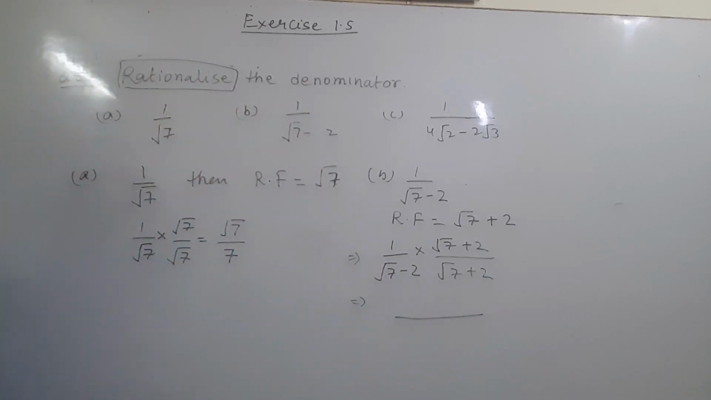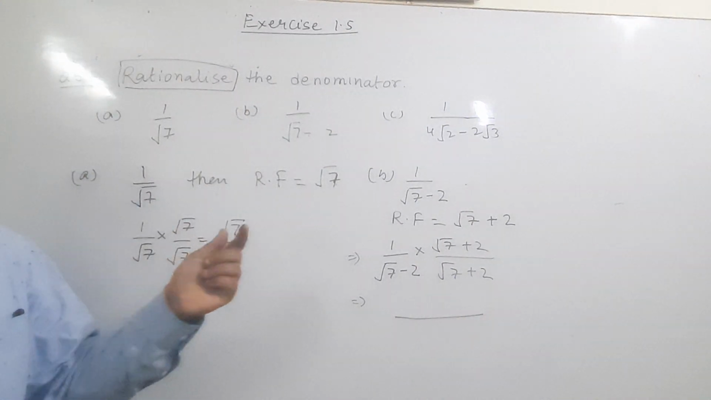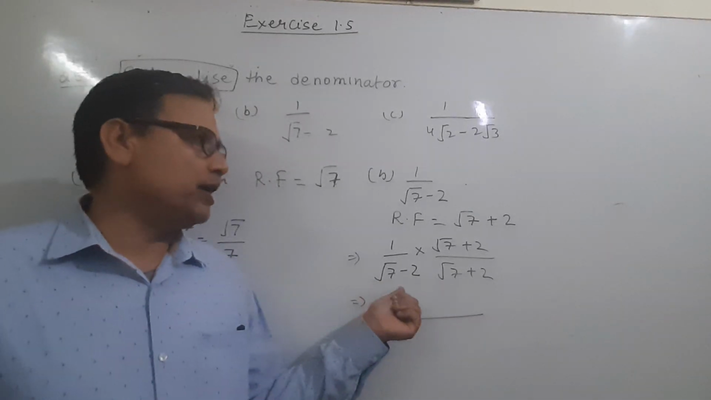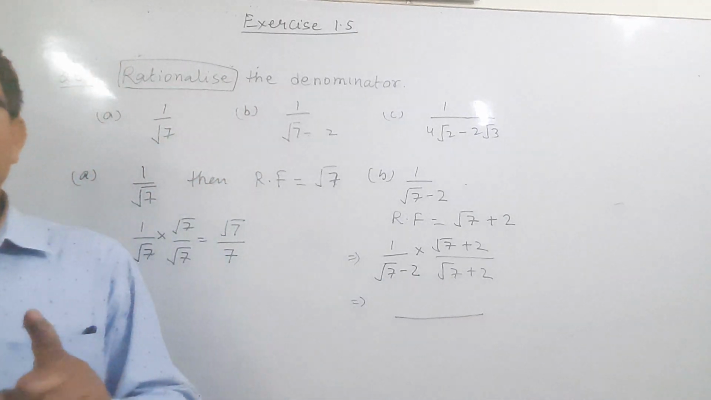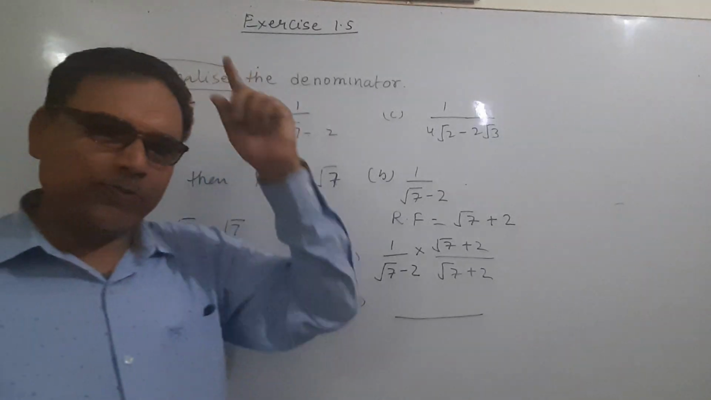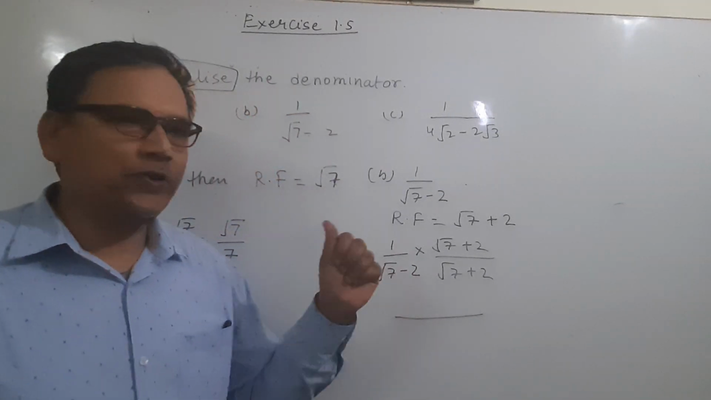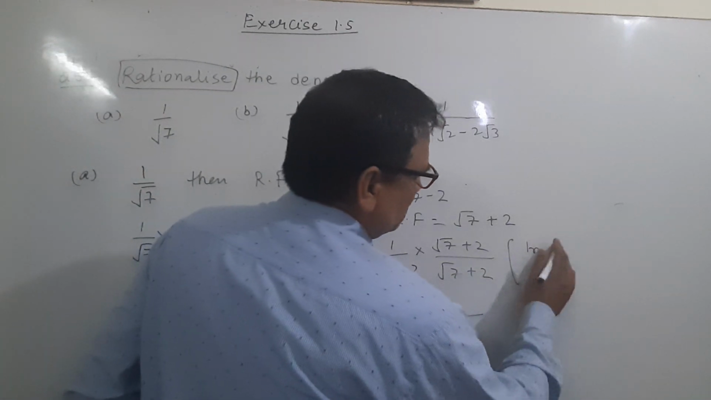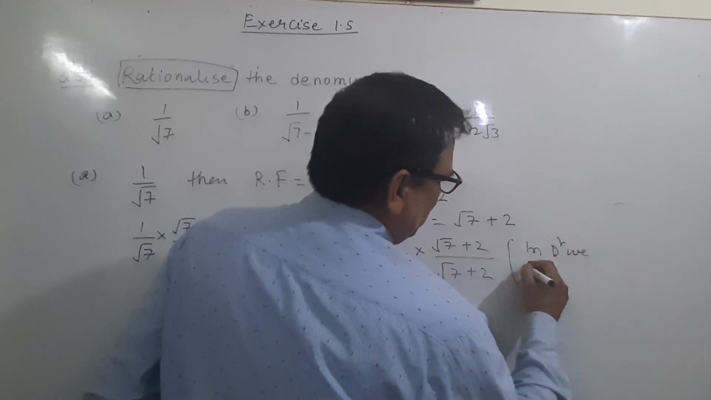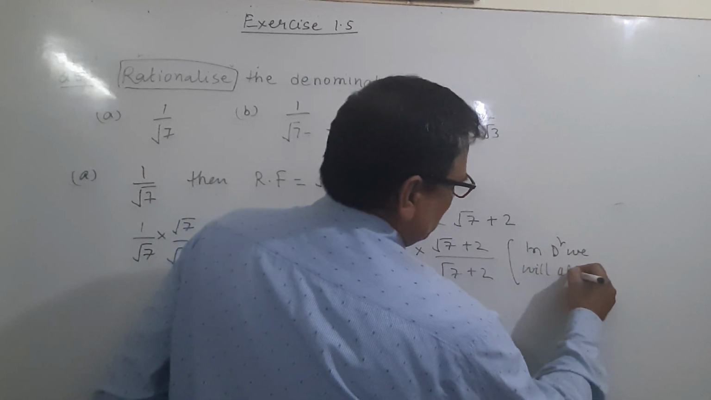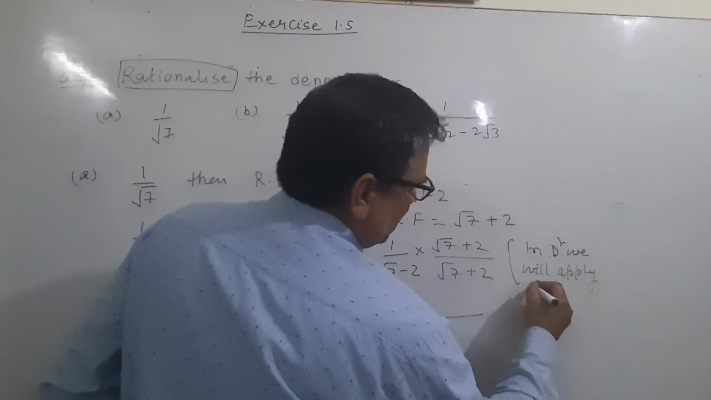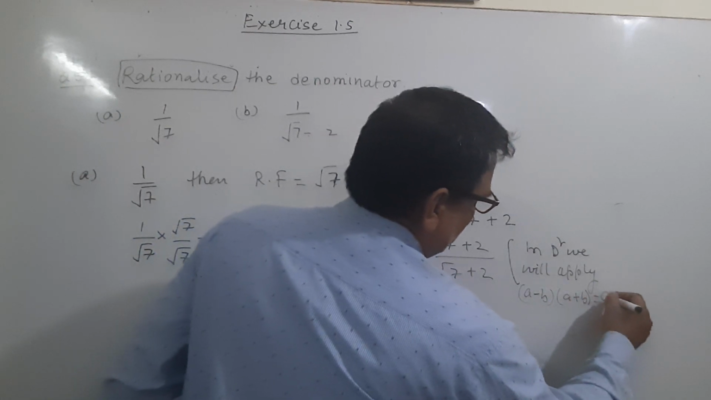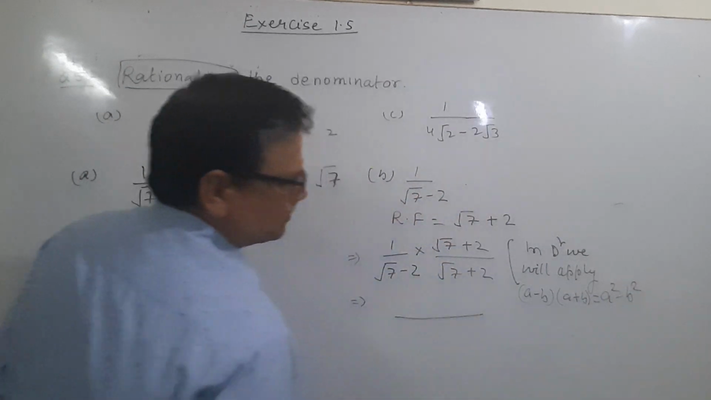Please be careful in this type of question. In the denominator we always apply the identities a plus b, a minus b. Please keep it in mind. In the denominator we always apply which one? The identity a minus b and a plus b equal to a square minus b square.